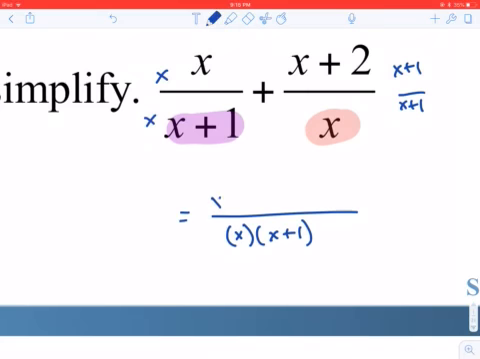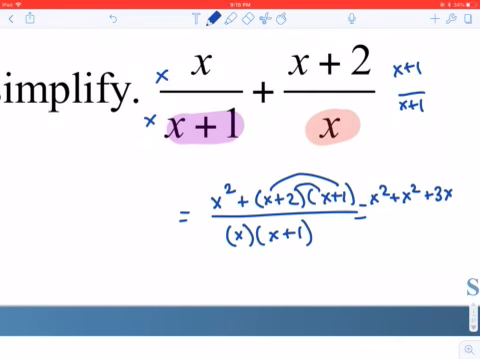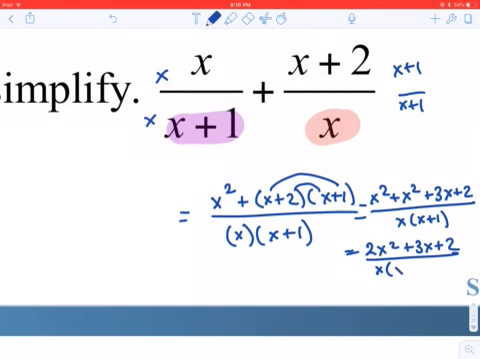Then when I do that, it leaves me with x squared plus, and I'm going to have to distribute the x plus 2 times the x plus 1. So when I distribute, I get x squared plus 1x plus 2x. So 1x plus 2x plus 2. And I can group my 2x squareds together, so I have 2x squared plus 3x plus 2, all over x times x plus 1, or all over x squared plus x.